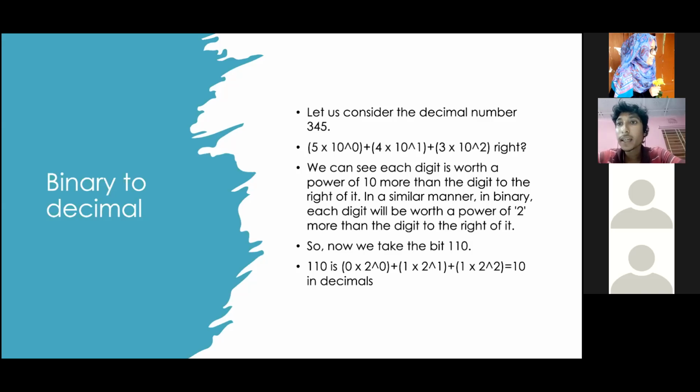So now we take the bits 110. 110 is 0 times 2 to the power 0, plus 1 times 2 to the power 1, plus 1 times 2 to the power 2, which is equal to 6 in decimal.